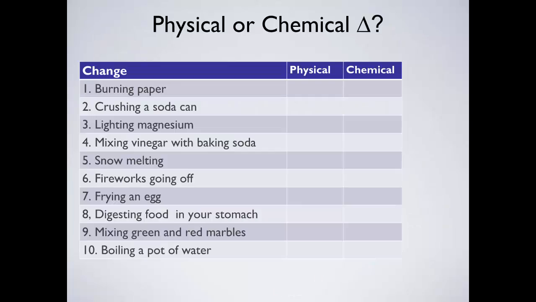So let's look at some examples. Alex, burning a piece of paper, what kind of change would you say that is? Chemical. It's a chemical change. Olivia, how about crushing a soda can? Physical change. Lighting magnesium, Brian? Chemical. It's a chemical change. How about mixing vinegar and baking soda? Physical. You ever done that? Anyone ever done that?